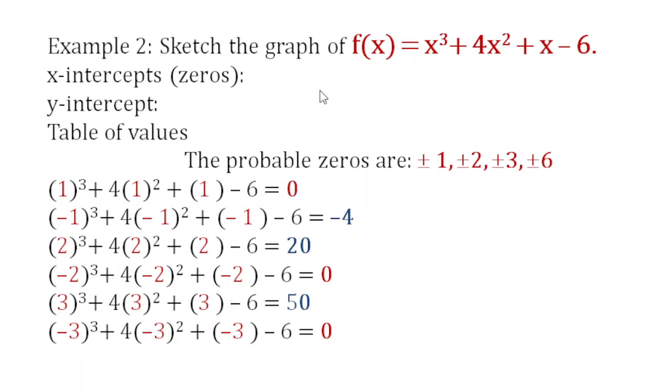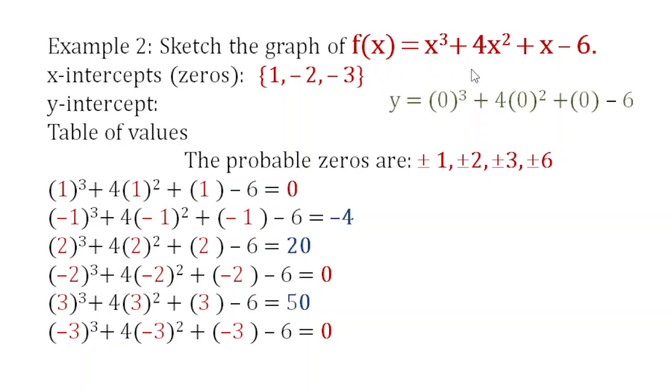We already have 3, so because it is of the third degree, as I just said, it has a maximum of 3 zeros. Now, our zeros, our x-intercepts are 1, negative 2, and negative 3. Now, how about our y-intercept? The y-intercept is the value of y when x is 0. We are going to evaluate this function at x equals 0. So you have 0 cubed plus 4 times 0 squared plus 0 minus 6. That gives us negative 6. So our y-intercept is negative 6.